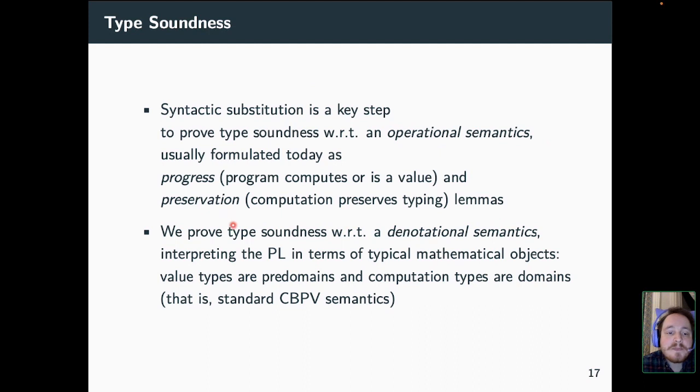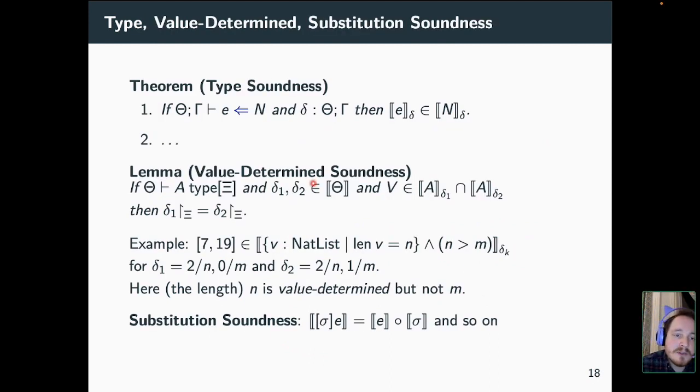However, in this paper, we prove type soundness with respect to a denotational semantics, which is a fairly standard call-by-push-value semantics, where we interpret value types as certain kinds of predomains and computation types as certain kinds of domains, but there's also some refinement stuff mixed in. For example, in order to prove that our typing judgments are sound, that is, if you have a typing judgment and an interpretation for its free variables, then the interpretation of the program is in the interpretation of the type.